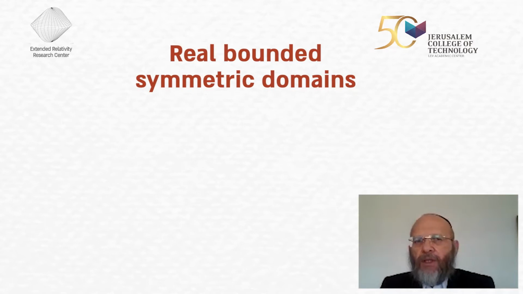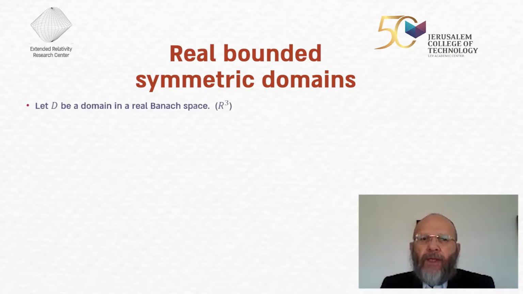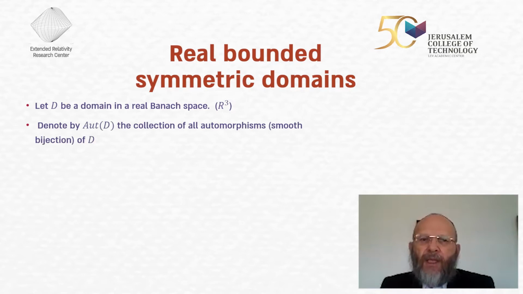I want to recall to you what is called a real bounded symmetric domain. Real means over the real numbers. There are also complex bounded symmetric domains when we are talking about the complex numbers. So a real bounded symmetric domain is a domain in a real Banach space. In our case, it will be R3. We denote by Aut D the collection of homeomorphisms, which are smooth bijections, one-to-one maps from D to D.